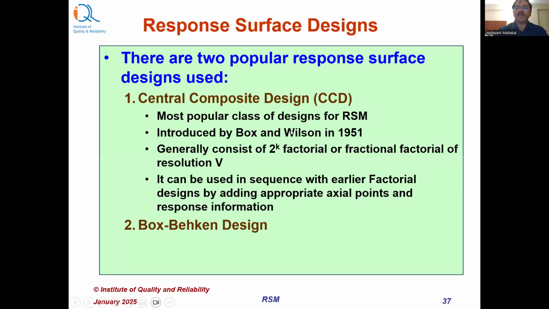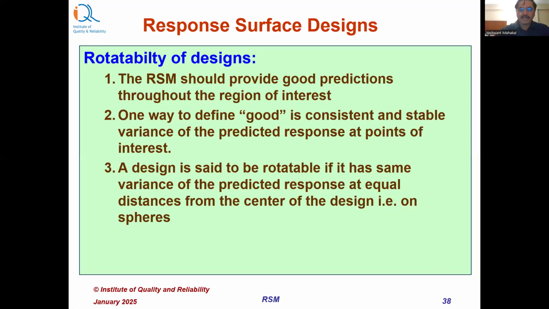It is the most popular class of designs for RSM. This was introduced by Box and Wilson, and generally consists of a 2 to the power k factorial or fractional factorial of resolution 5. It can be used in sequence with earlier factorial designs by adding appropriate axial points and response information. So let's see this. Let us first go for the central composite design.